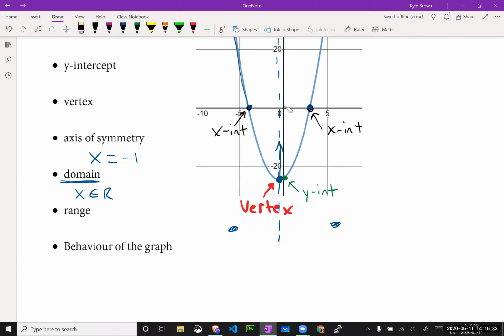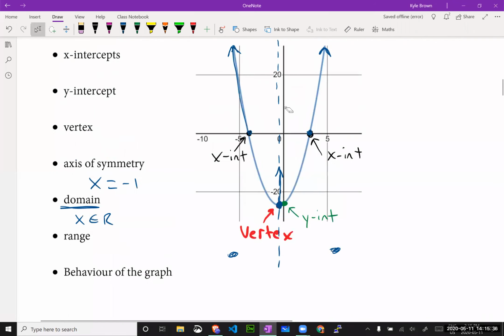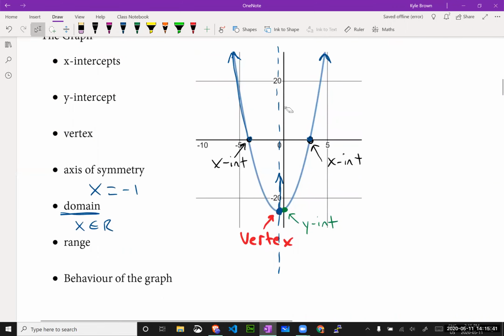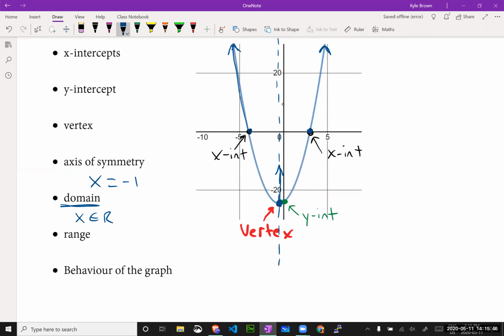And then behavior of graph. So the behavior of the graph is going to be saying how does this thing look, right? Like it starts where and ends where, right? So in this case, let's just actually do this one for this graph.